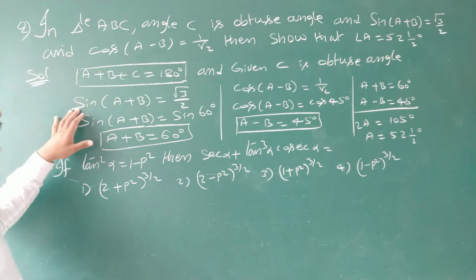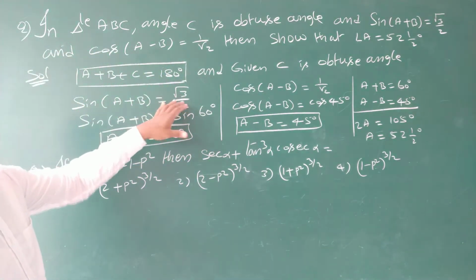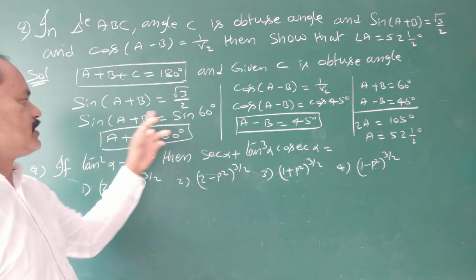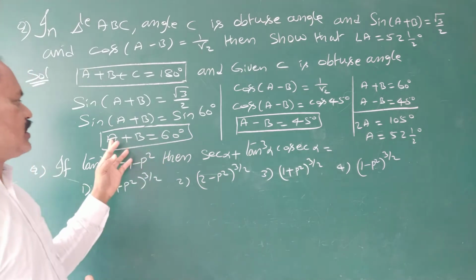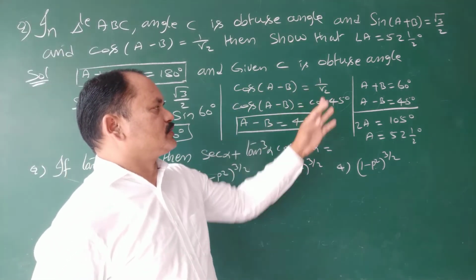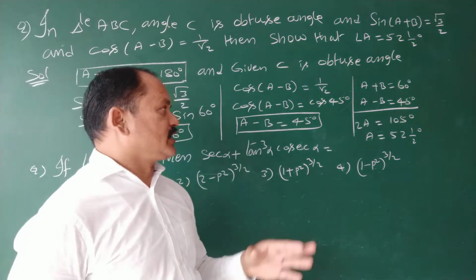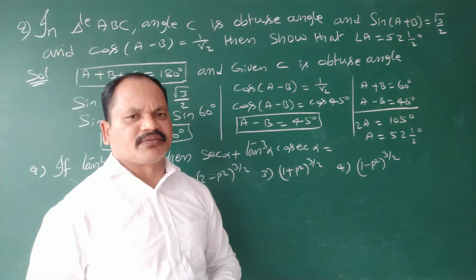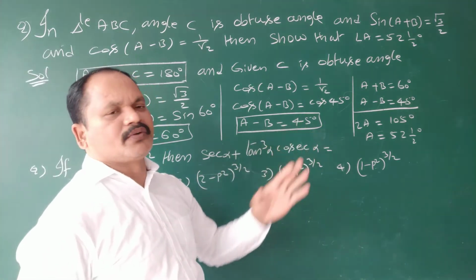And also given sin(A plus B) is root 3 by 2. Sin how many degrees? Root 3 by 2. Sin 60 degrees. That's why sin(A plus B) is equal to sin 60 degrees. That's why A plus B is equal to 60 degrees. And cos(A minus B) is 1 by root 2. Cos how many degrees? 1 by root 2 actually. So 45 degrees. That's why cos(A minus B) is equal to cos 45. So A minus B is equal to 45 degrees.